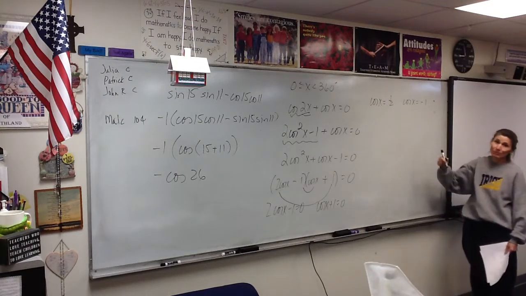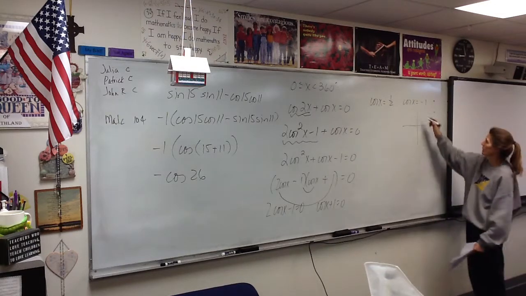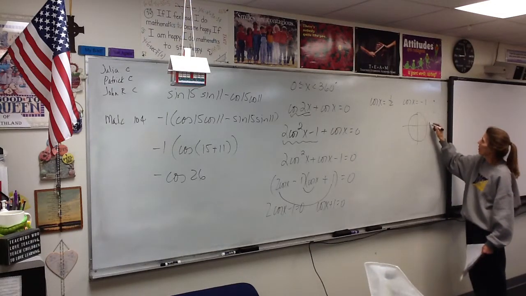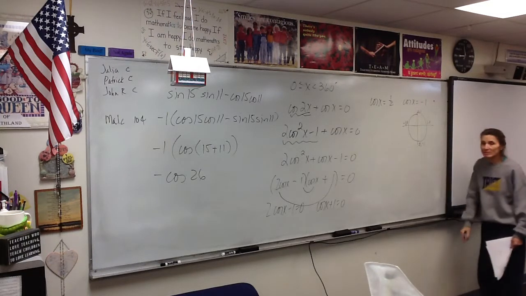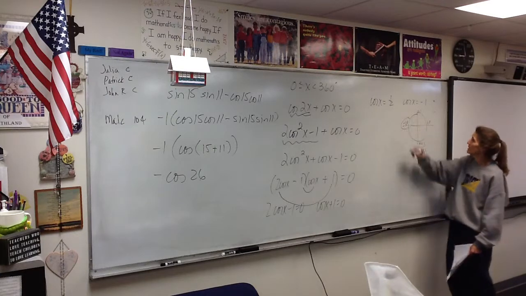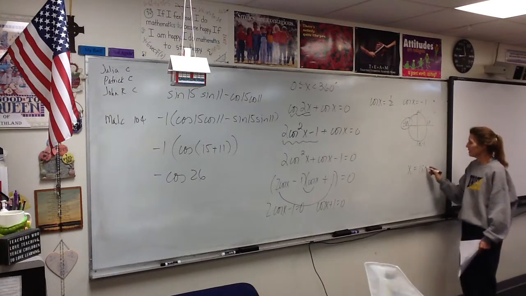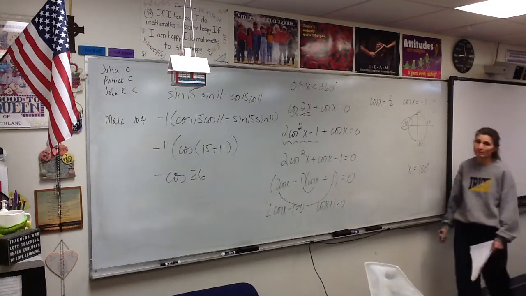I'm going to do this one first because it's the easiest. Remember, cosines and sines that are 0 and 1, or negative 1, are special. So I just need to look around the circle, and where does the cosine, or the x, equal negative 1? Right here. So one answer is 180 degrees. That's where the cosine is negative 1.